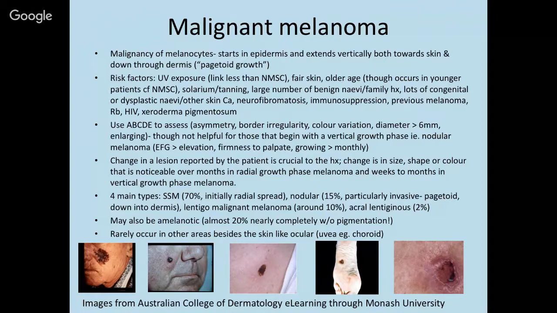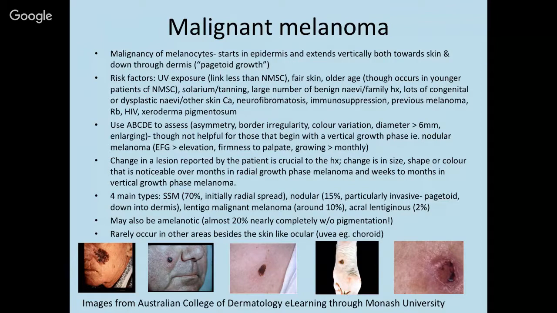The thing that's not as helpful is a nodular melanoma. So that second one from the left there, you can see that doesn't really apply very well to ABCD. It looks quite symmetrical and the border's regular and it pretty much looks the one colour. You can see the surrounding erythema.